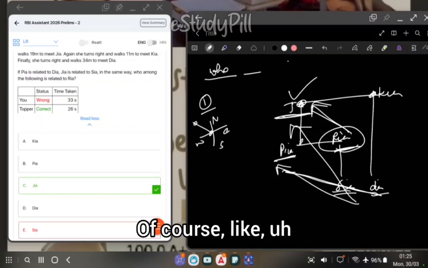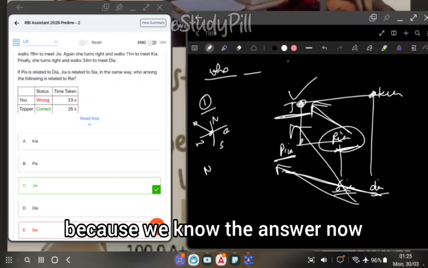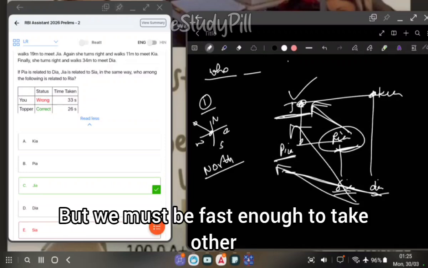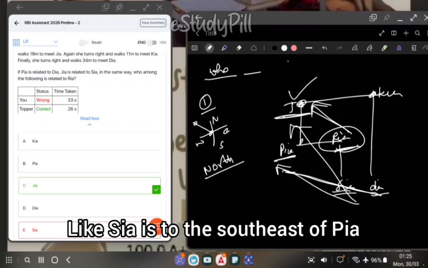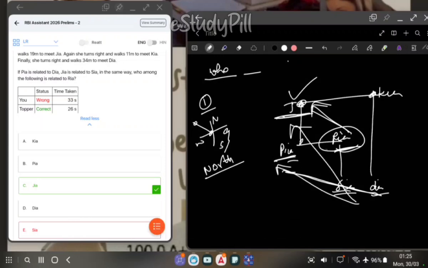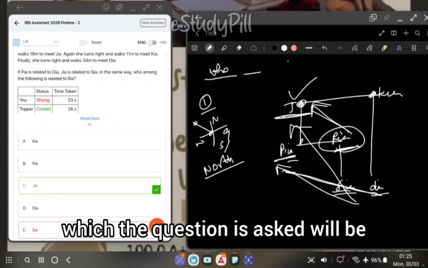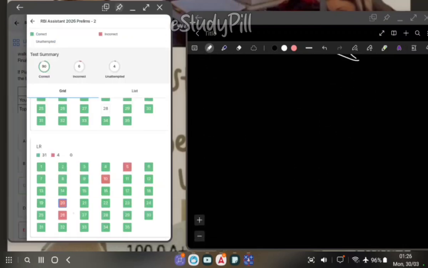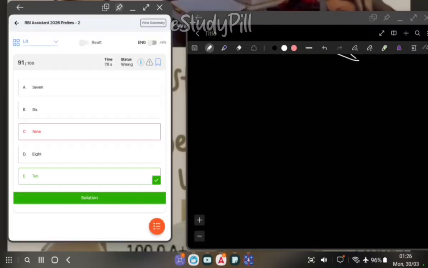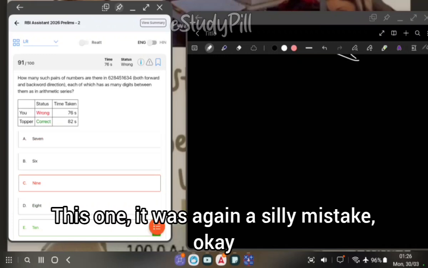Of course, we may not know whether it's south or north because we know the answer now. I'm just saying it's northwest. But we must be fast enough to take other possibilities as well. Like CI is to the southeast of PIA. But I feel like going in the order in which the question is asked will be the most ideal way to solve these kinds of questions.